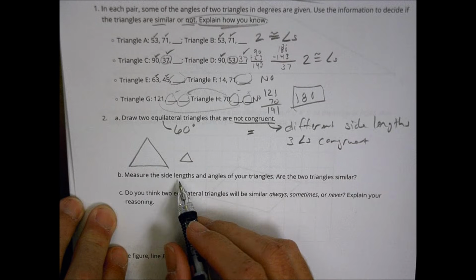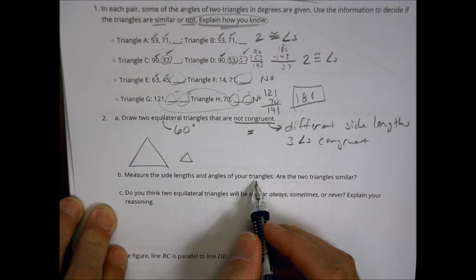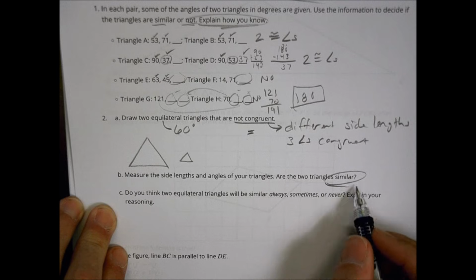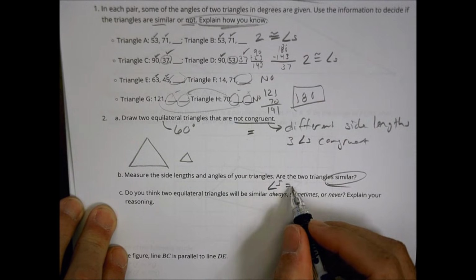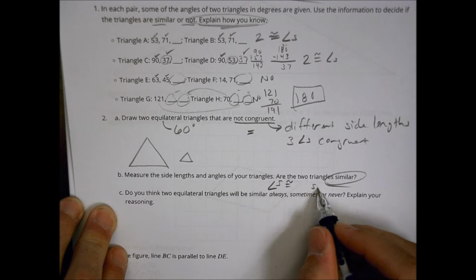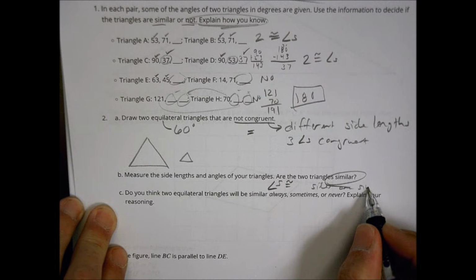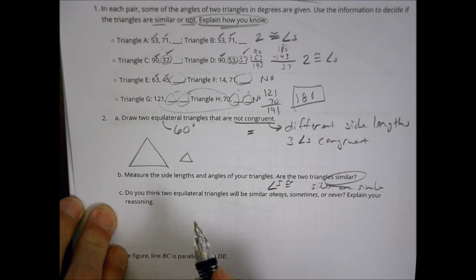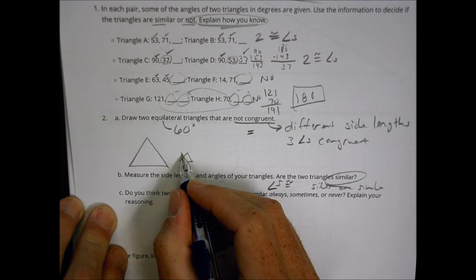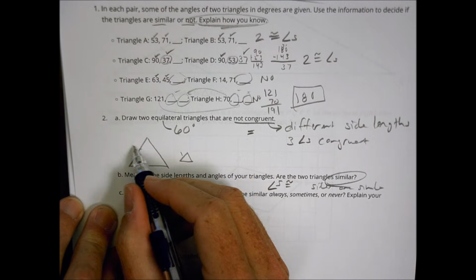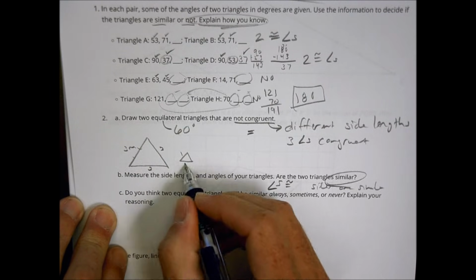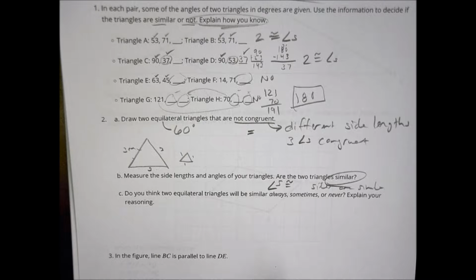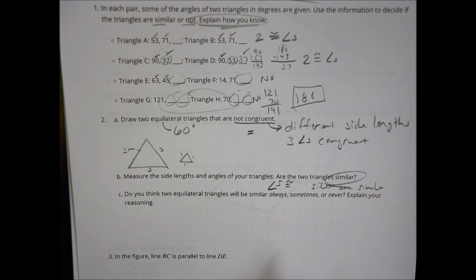Okay, measure the side lengths and angles of your triangles. Are the 2 triangles similar? And again, we just talked that through. We would say yes, they are. Our angles are congruent, but our sides are similar. We're probably going to find a proportional relationship here. This, for example, might be 1 centimeter, and this one could be about 3 centimeters. So I have a 3 by 3 by 3 and a 1 by 1 by 1. So they are related, but that just means they're similar, not congruent.